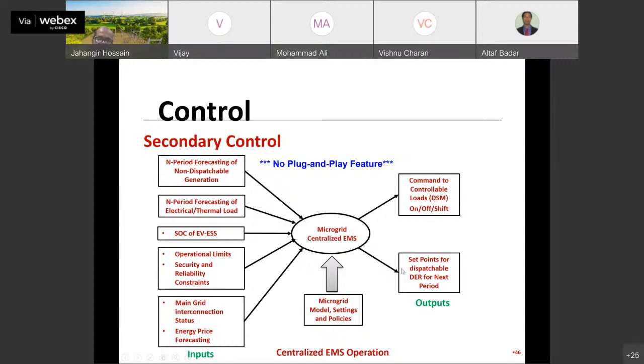You will be giving a reference for all the primary controls that you have in your system, and based on that command, sometimes it can have a different set point. For example, when the microgrid finds that some new load is coming, it will give instructions to all the generators to go to different set points, to have more generation or sometimes less generation, based on whatever is happening in the whole system.